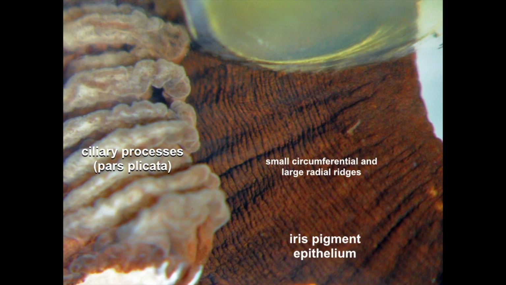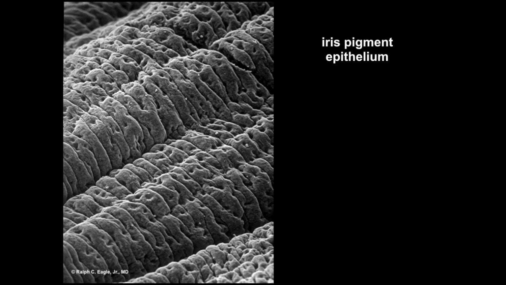The ciliary processes of the pars plicata and the iris pigment epithelium on the back surface of the iris are seen in this photo. The small circumferential and larger radial ridges of the iris pigment epithelium are evident. This scanning micrograph shows the smaller circumferential ridges of the iris pigment epithelium. The ridges are not continuous, and they tend to have interdigitating ends. Individual cells are visible at this magnification.